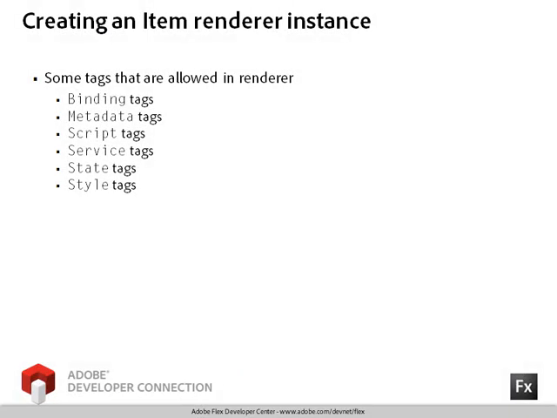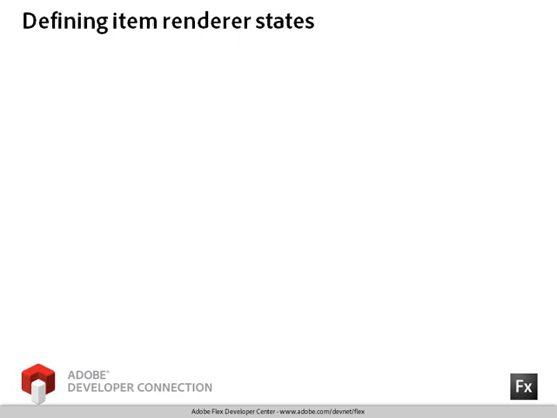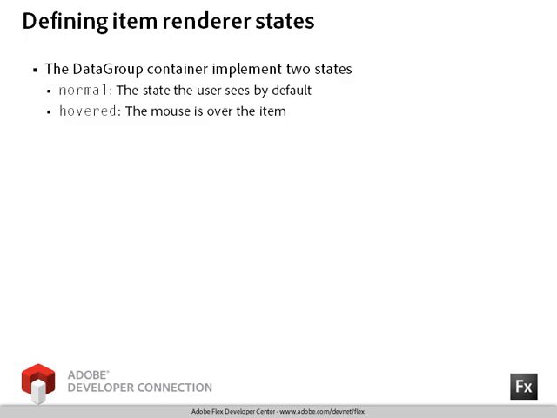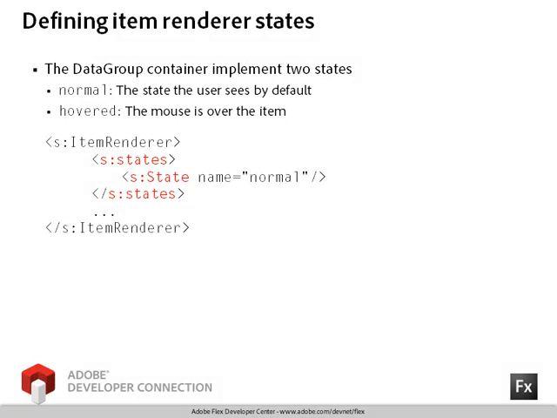The item renderer instance can contain many tags, including these listed here. You will learn about states in a later video of this day. For now, just know that states define different visual aspects of your renderer. For instance, in a data group container item, you might have a normal state that users see by default, and then a hovered state that users see when they mouse over the item. To create states, simply create a states property block in your item renderer tag block and create one state instance for each state. You must always define at least the normal state.